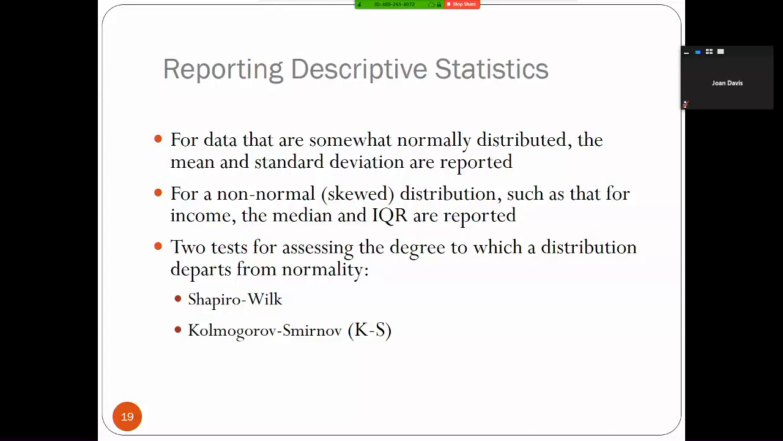And what it's suggesting is if you use the mean value, you are misrepresenting the central data point. So we usually resort to one of these two tests to tell us whether or not to report the mean and standard deviation or the median and interquartile range.